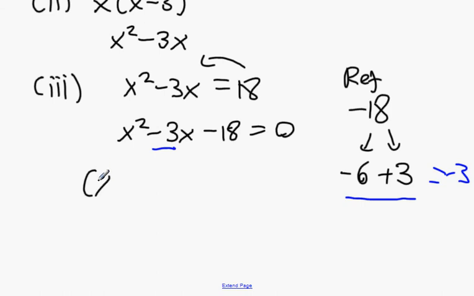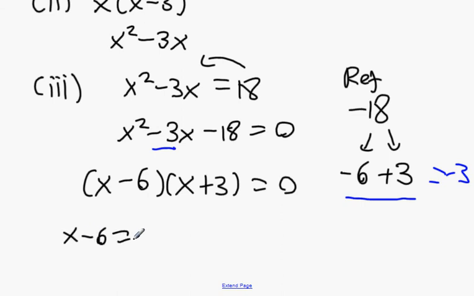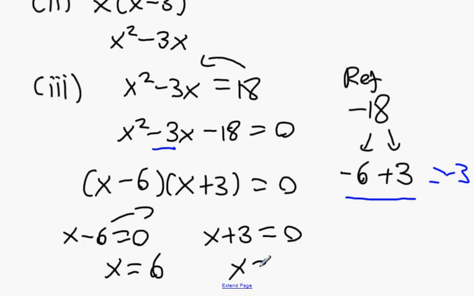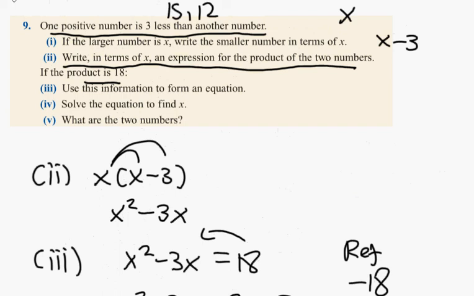What's the next step after that? X minus 6, bracket x plus 3, equals 0. Yeah, then what? X minus 6 equals 0 and x plus 3 equals 0. Bring the minus the other side. X equals 6 and x equals minus 3. Okay. Good man.